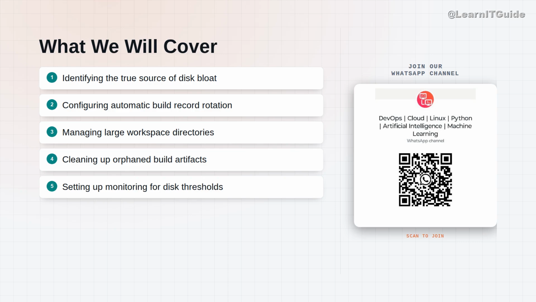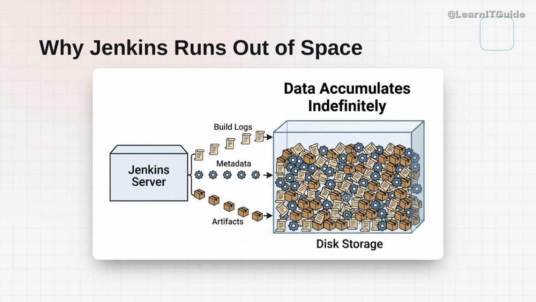Let us get started. So why does Jenkins consume disk space so aggressively? Jenkins is a write-heavy application. Every single build generates logs, metadata, and often large artifacts. If you have 10 jobs running hourly, you are generating hundreds of files every single day. Over a month, that adds up to massive overhead. The real danger is that Jenkins doesn't reclaim this by default. It keeps everything until you explicitly tell it to stop.